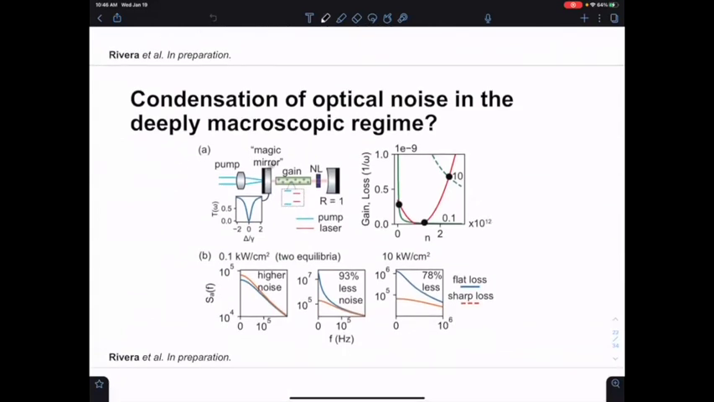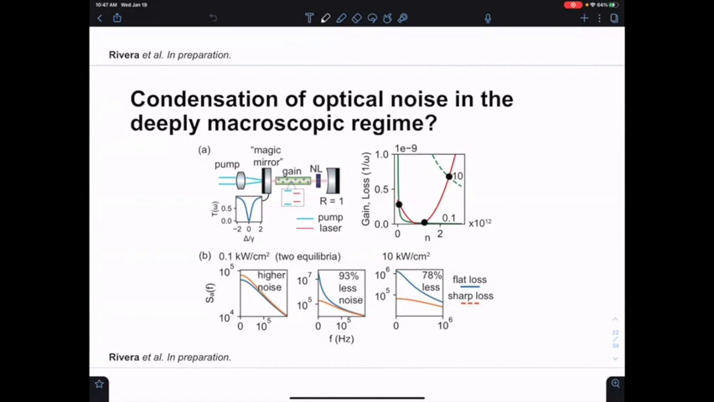So here for this system, I'm showing the gain loss curves for different levels of pumping. This is the pump magnitude in, say, kilowatts per square centimeter. The one thing I should point out is that this is under some unusual design constraints because it requires an extremely high finesse cavity to start, something on the order of 10,000 or so. Which is of course possible, but it's not standard for a laser.